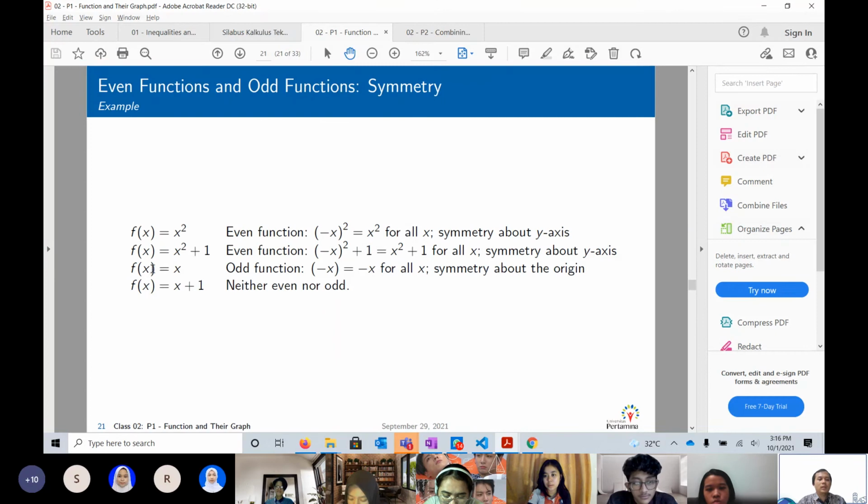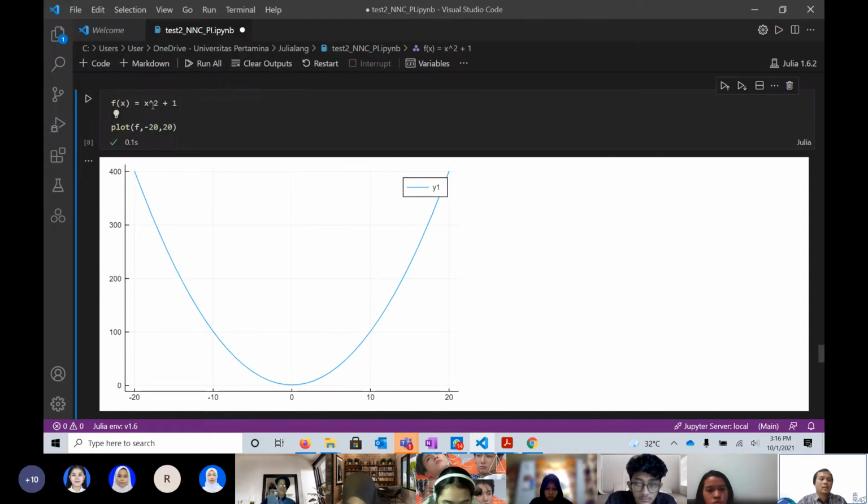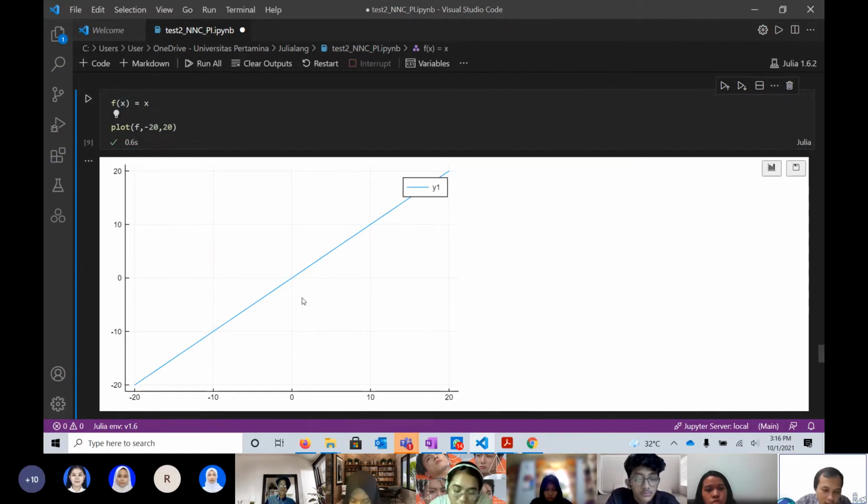What happens with f of x equals x? This is called an odd function. Why? Because f of minus x equals minus f of x. That's why this is called an odd function, and it is actually symmetric about the origin. So let's say we have x plotted. It looks like this. The origin is the point here.